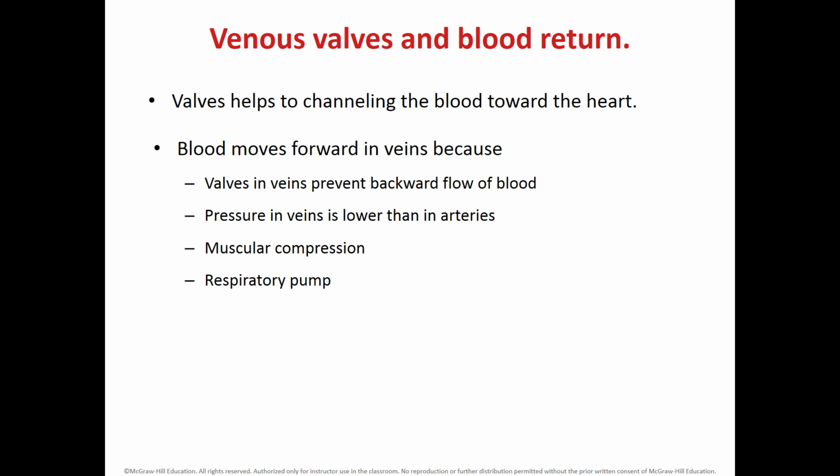Remember, the usual blood pressure in the veins is 10 millimeters of mercury, and the mean arterial pressure is 90. So there is a difference of 80 millimeters of mercury. So the blood will always flow from the arteries into the veins. And then another reason why the blood will move forward in the veins is because you have muscular compression and then you have the respiratory pump.